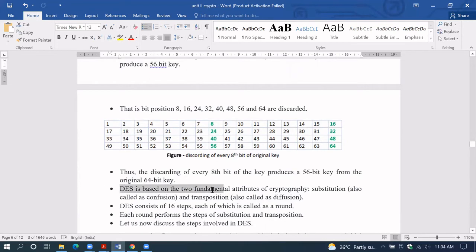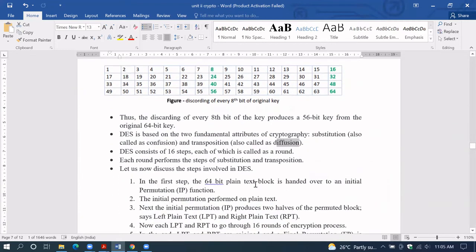This DES is based on two fundamental attributes of cryptography. One is called substitution, another one is called transposition. Substitution is also called confusion, transposition is also called diffusion. We have already seen these definitions. This DES algorithm will consist of 16 steps, each of which is called a round. So as you had seen in the Feistel cipher structure, there were n number of rounds, and it was told that there will be a total of 16 rounds. Each round performs the steps of substitution as well as transposition.